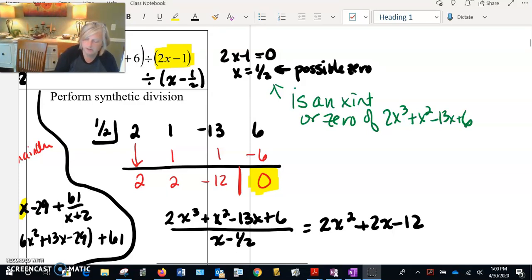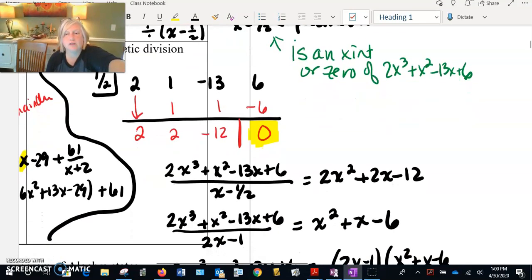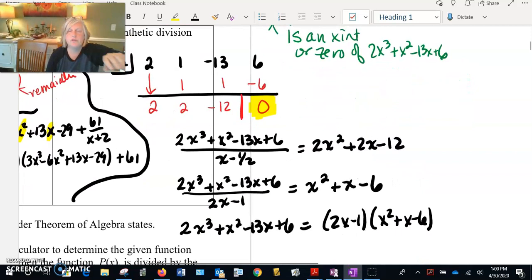Now, what we really wanted to divide by was 2x cubed plus x squared minus 13x plus 6, dividing by 2x minus 1, which is really just dividing by another 2. And hopefully you can see that if I just divide everything by 2, I would get x squared plus x minus 6. So what that tells me in the long run is that 2x cubed plus x squared minus 13x plus 6 is going to be 2x minus 1 times x squared plus x minus 6. Those are the two factors that make up that polynomial.